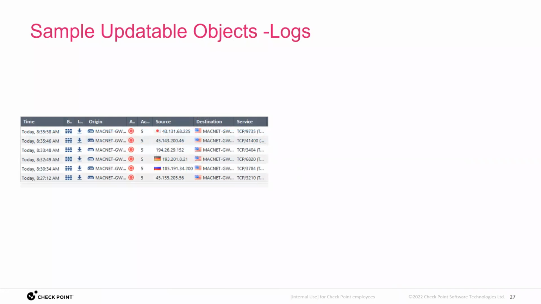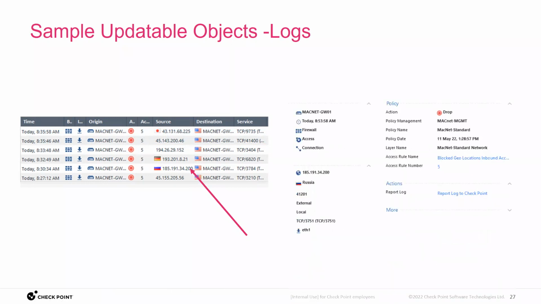So these are just logs. You can see that it's being blocked by an access based on the country. So I'm going to click on the bottom one here, which is Russia, and you can see that it was blocked because its IP address range was part of the Russia country code.